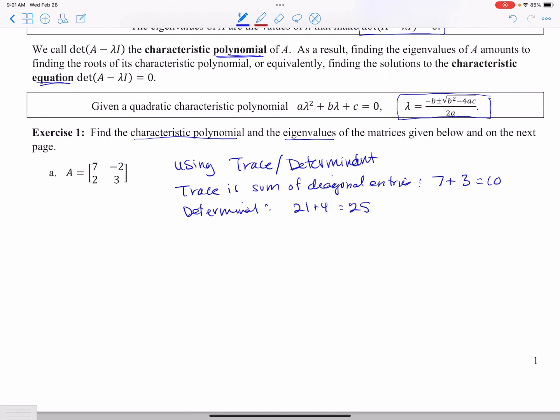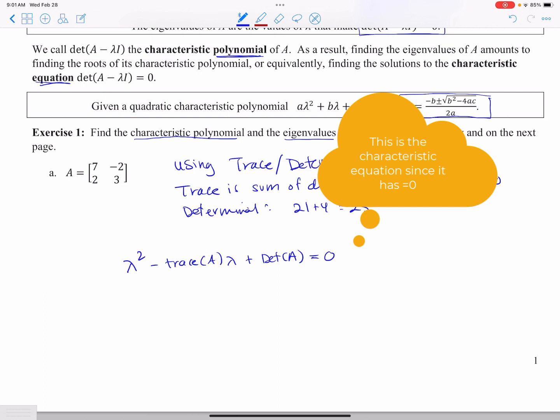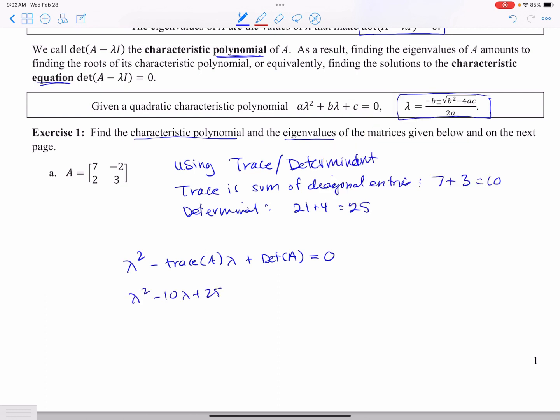And the characteristic polynomial would be lambda squared minus the trace of A times lambda plus the determinant of A. So the characteristic polynomial for a 2 by 2 is this, which is lambda squared minus 10 lambda plus 25. So for a 2 by 2, this is pretty quick and easy. The other method works for all sizes.